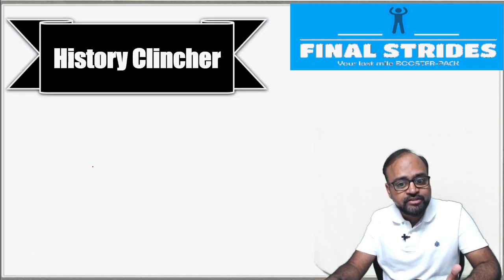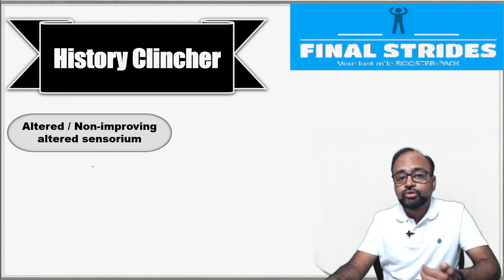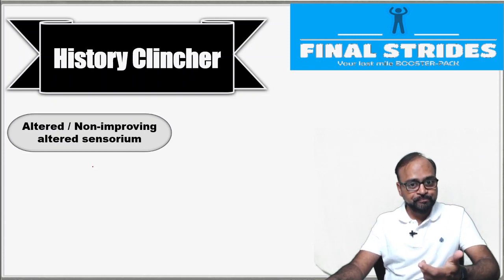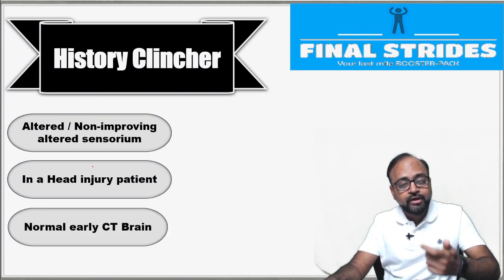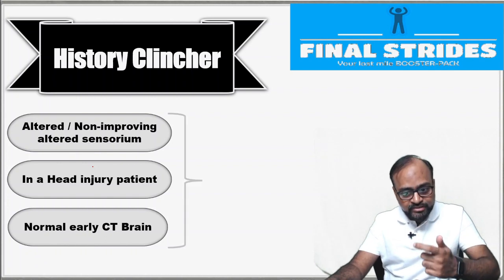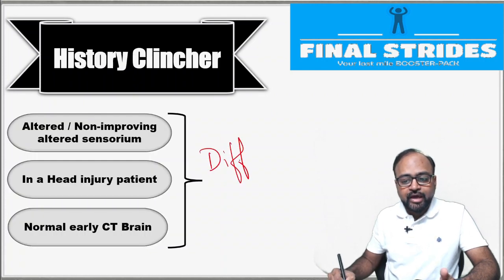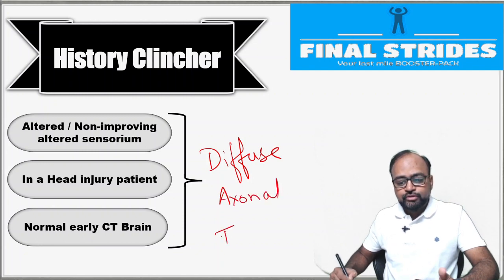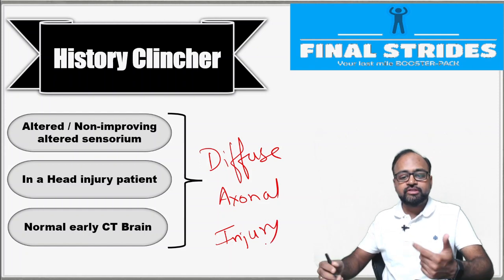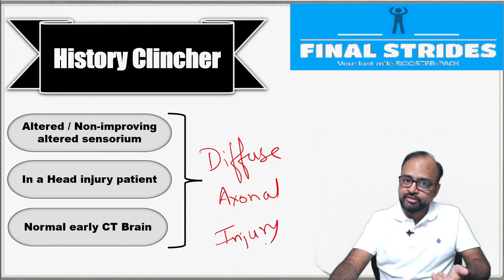So this, in fact, friends, is a history clincher. What is this history clincher? An altered or non-improving altered sensorium in a head injury patient with a normal early CT scan brain. This is a history clincher for diffuse axonal injury. So this is a history clincher for diffuse axonal injury: altered or non-improving altered sensorium in a head injury patient with a normal early CT scan brain.